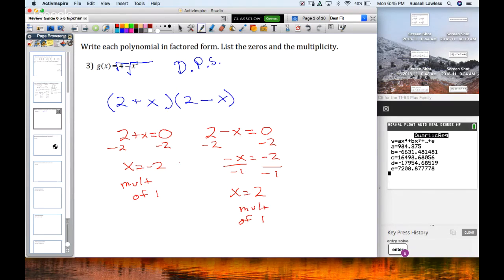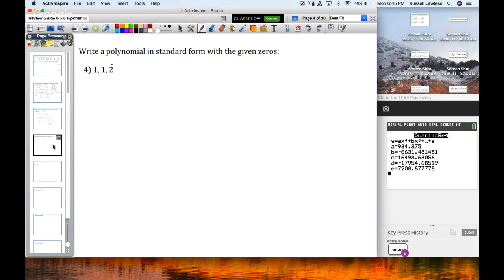This is kind of working the other way now. So write a polynomial in standard form with the given zeros. So when it says with the given zeros, that's essentially saying that, hey, x equals 1, x equals 1, and x equals 2. So those are your zeros. And so what we need to do is write a polynomial.